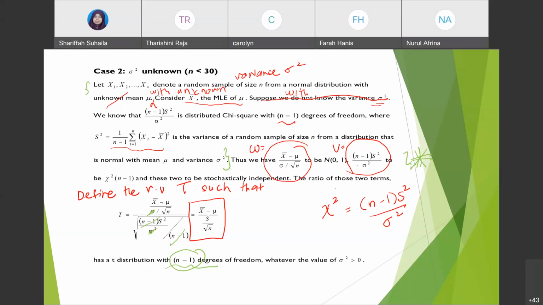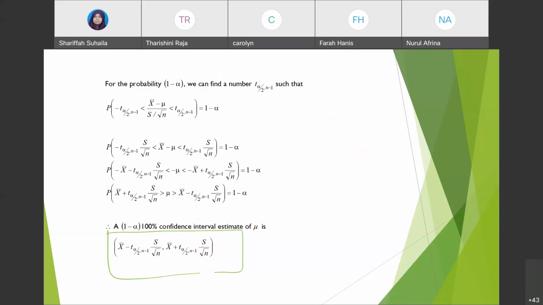And we have the random variable V, which is N minus 1 S squared over sigma squared, is chi-squared distributed with N minus 1 degrees of freedom. And then W and V are two random variables which are stochastically independent. So define the random variable T as the ratio, W divided by the square root of V divided by its degrees of freedom. Simplify.